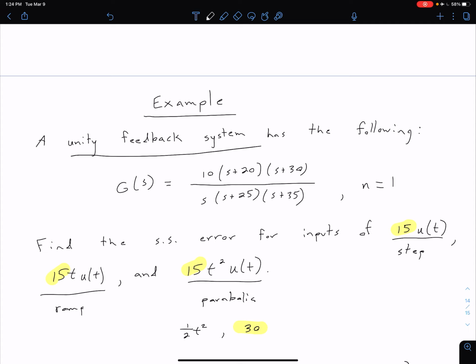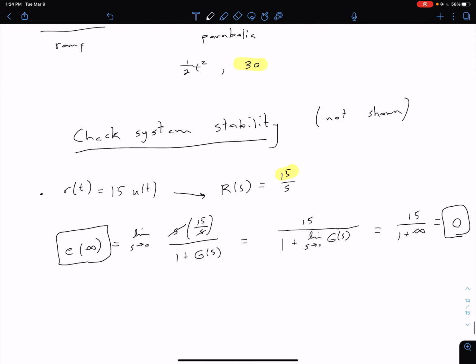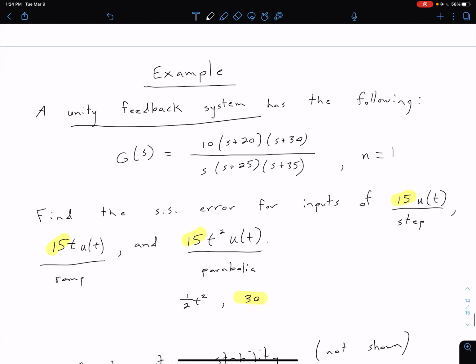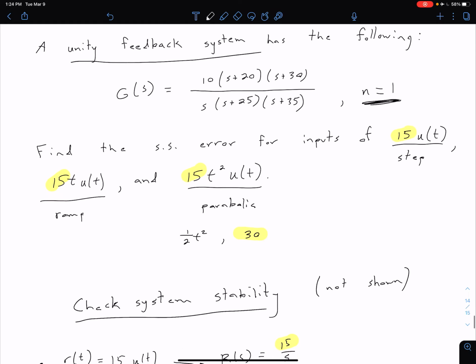So for a step input, if we have n equals 1, we said that should correspond to a 0 steady state error, which is what we see here. Thinking ahead, we know that for a ramp input, for n equals 1, we should have some finite steady state error. And for a parabolic input with n equals 1, we should see an infinite steady state error. So let's work through that problem and confirm that those two things are true.